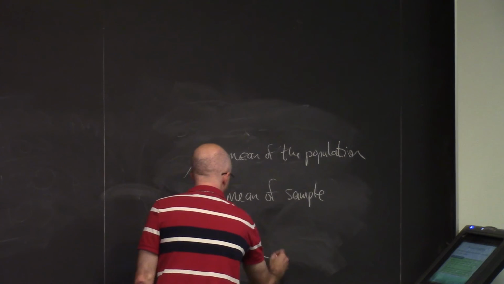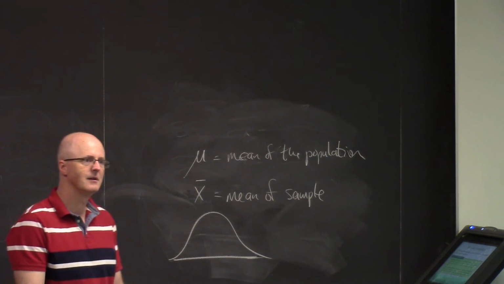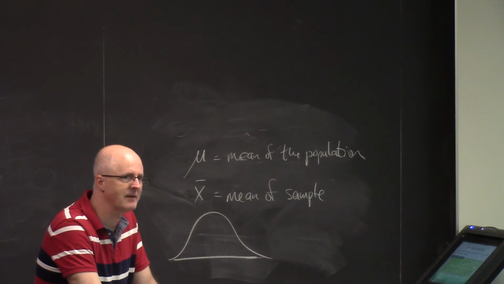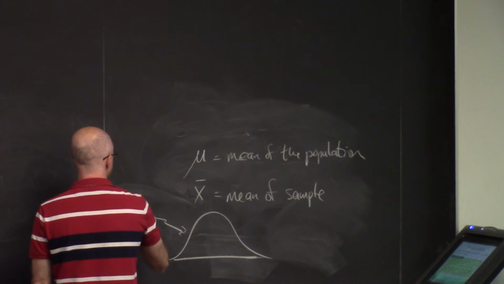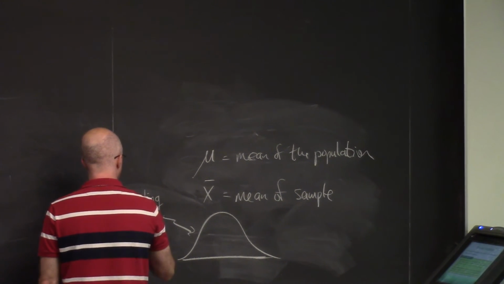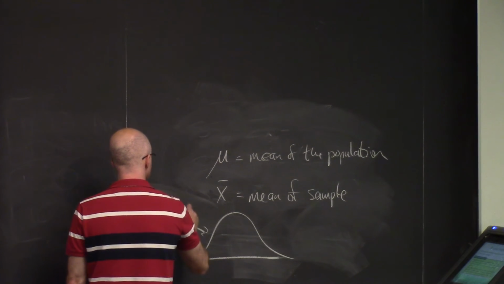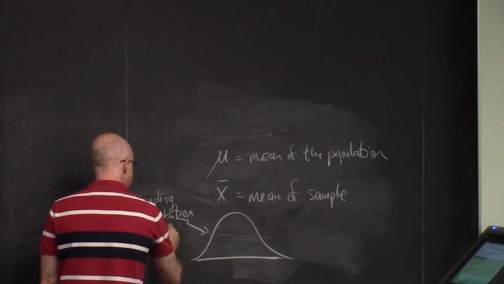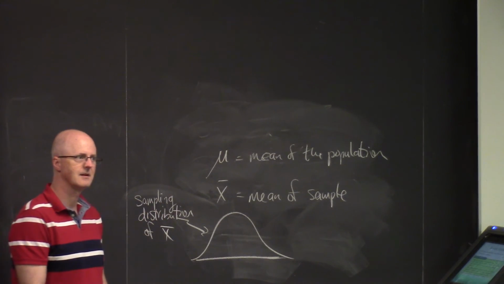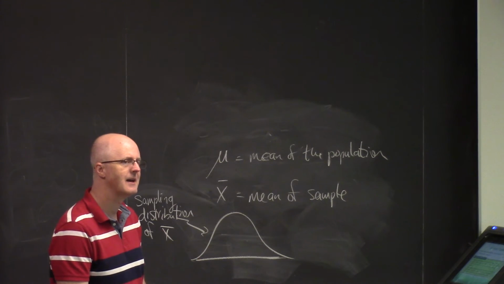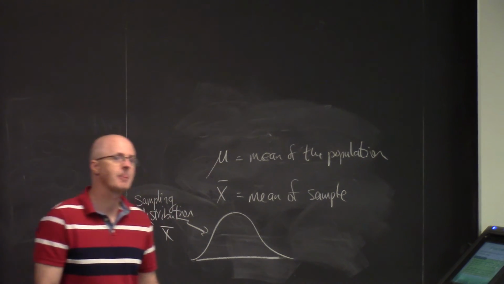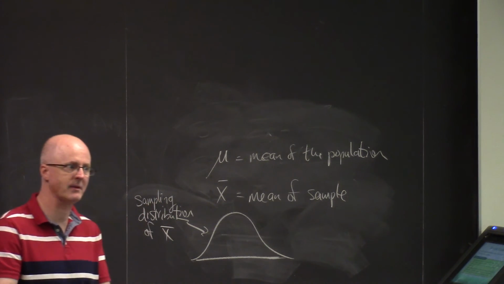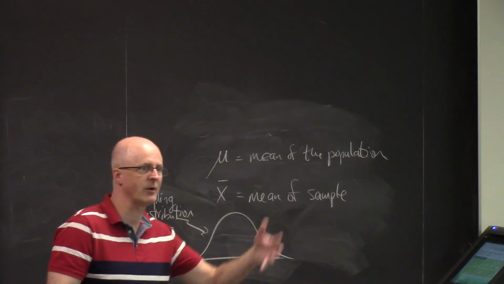I'm going to draw a normal curve. Normal curves never go away in this class. They're always there. What is this normal curve supposed to represent? This is supposed to be a picture of the sampling distribution of the statistic, of x bar in this case. What does that mean? It's supposed to be a model of the histogram you would get if you sampled from the same population 50 women over and over and over again.